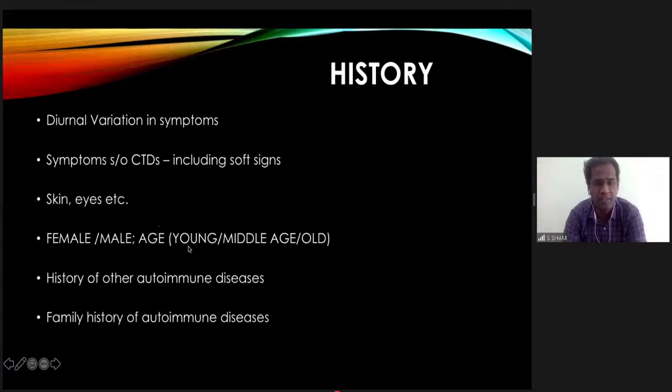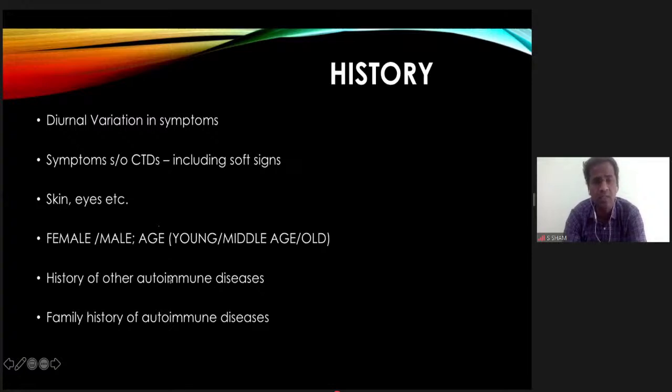If it is a young or middle-aged patient, we think more in terms of inflammatory conditions, whereas if it is an older patient, we think more in terms of a degenerative condition. So history of other autoimmune diseases is very important. As I told, the patient might have thyroid disease. Many times, the rheumatologist will be seeing the patient for rheumatoid, whereas the physician or the endocrinologist will be seeing them for diabetes and thyroid.